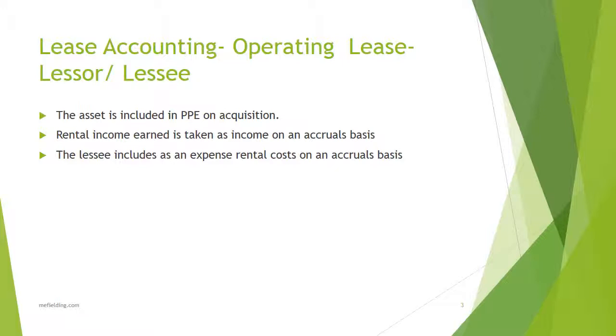In addition to that, the lessor will have income. That's the rental income that you pay when you go and rent their car. And assuming you pay in cash, they will debit cash and credit revenue as and when that money is earned. As for the lessee, they will simply have an expense in their income statement, and that expense will be equal to the amount of the rental cost.